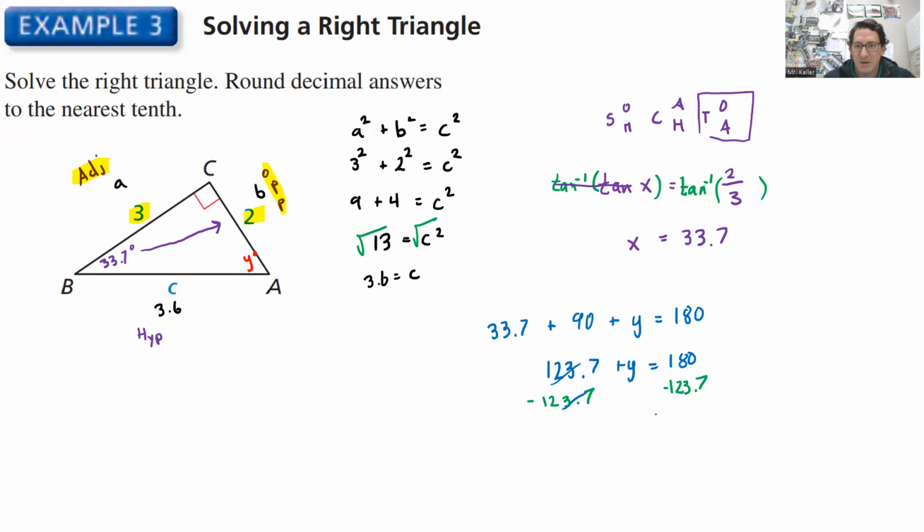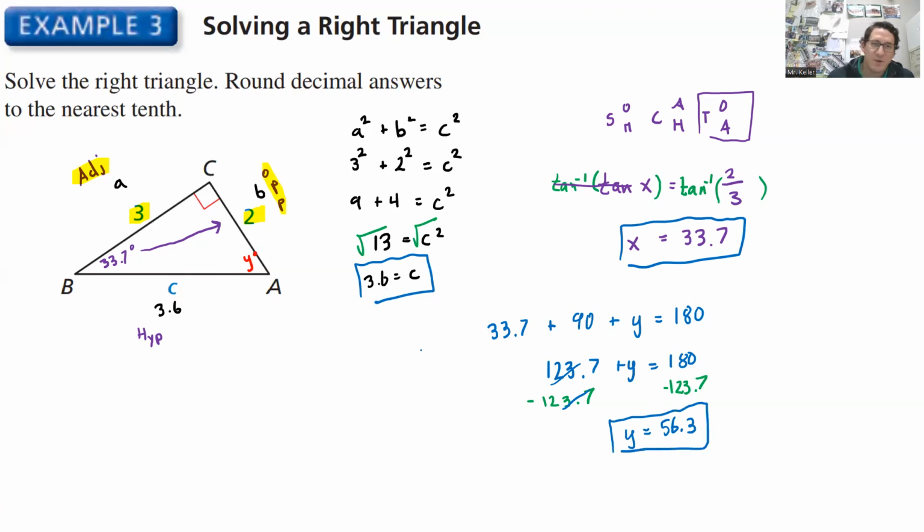So that cancels out, and I get y is equal to 56.3. So there are missing pieces. We have the 3.6 for the side length, 33.7 degrees for one missing angle, and 56.3 degrees for the other missing angle. So 56.3. There we go. So we found all the missing pieces using three different methods to solve it.